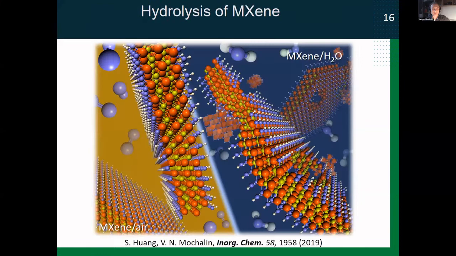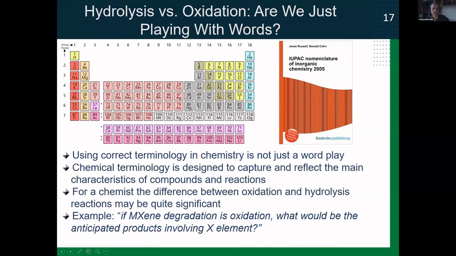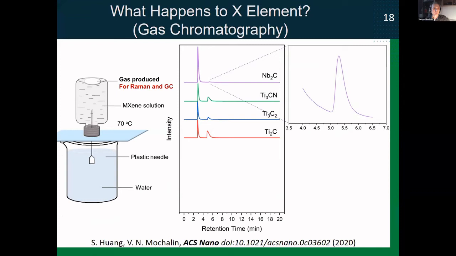but there were not many studies about the fate of the X element. And again, if I tell you that MXene degradation is oxidation, then this is what you would conclude. Then the X element should form probably also oxides. And in case of carbon as the X element, you would expect CO, CO2. In case of nitrogen, you would expect nitrogen oxides and basically things like this, but they are all gases. And so our next step was, okay, let's look at what we really form in these reactions.